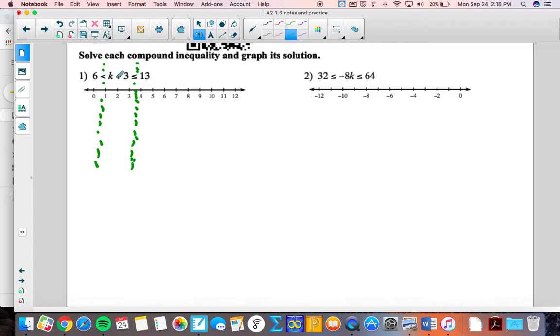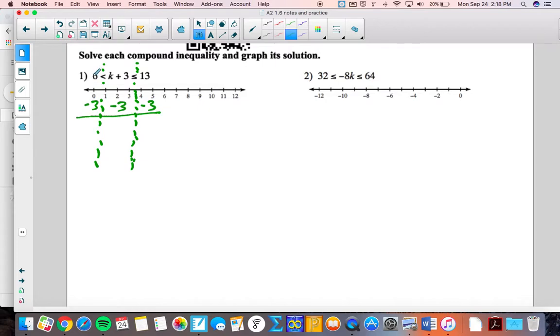And so k, the variable that we're trying to get by itself, or undo things around from, is in the middle. And so what's being done to k? It's being added by 3. So we need to subtract 3. But here's the deal. I subtracted 3 from the middle expression. Now I need to do it from the right expression and the left expression. And if I don't do that to all 3, I will not get the right answer.